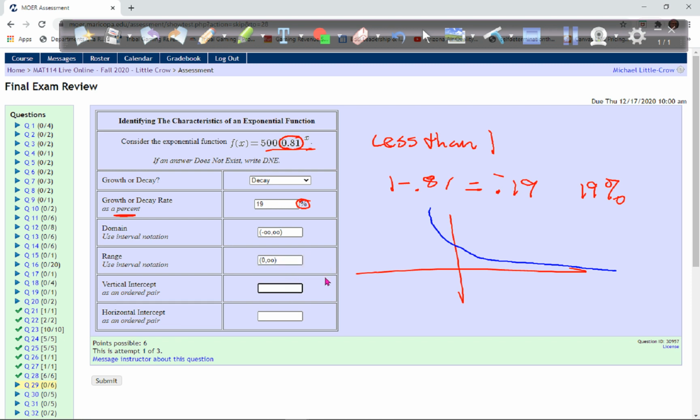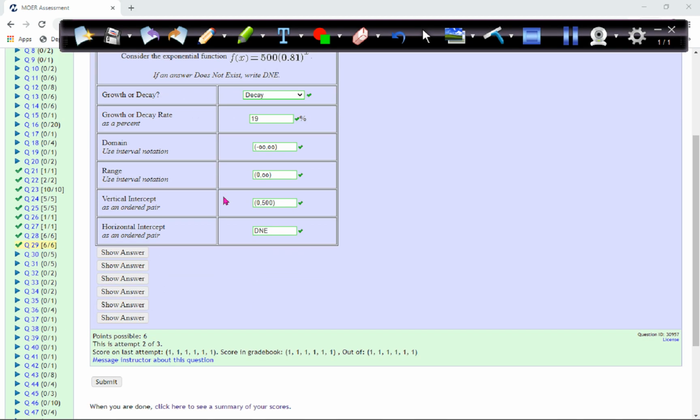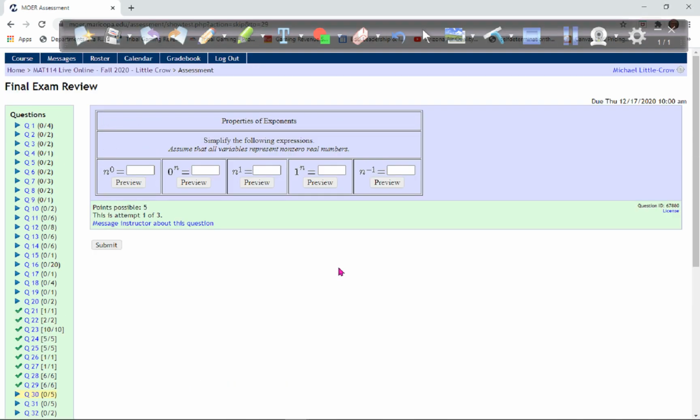Okay. Vertical intercept, well, that's the starting value, right? That's 500. They want it as an ordered pair, so when x is 0, y is 500. Horizontal intercept, it doesn't exist. Remember, exponentials get closer and closer, but they're never going to touch that x-axis. They're never going to cross that x-axis. So that's how we do that one. One more, we'll take a little break, and then we'll move on.